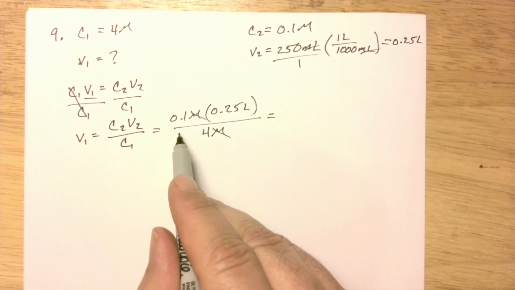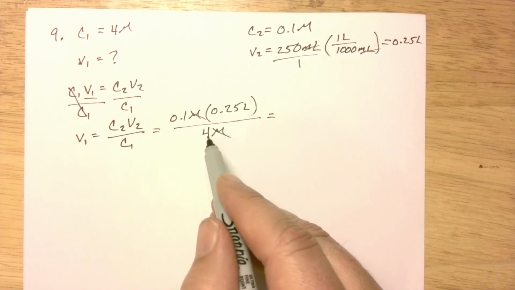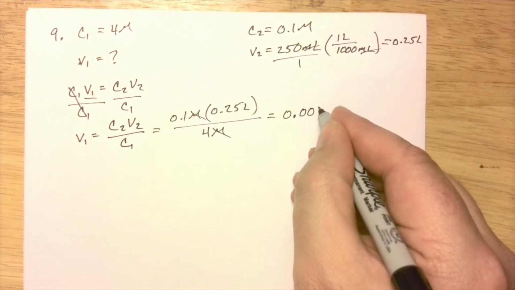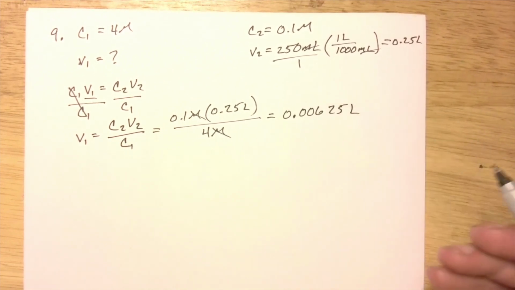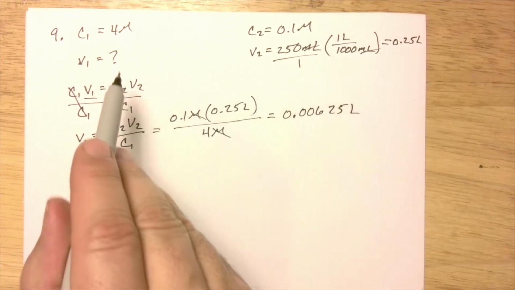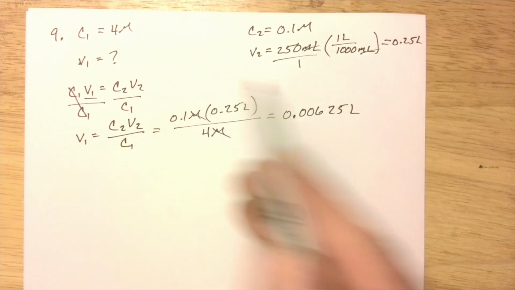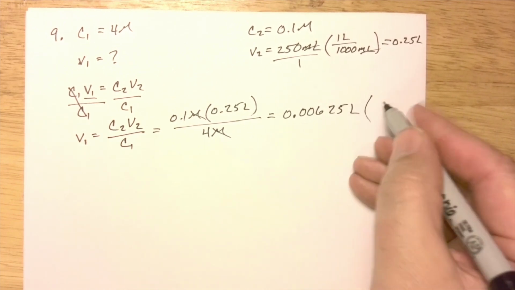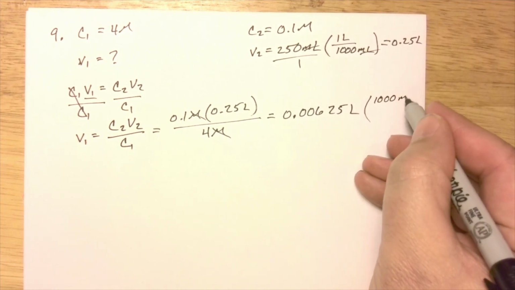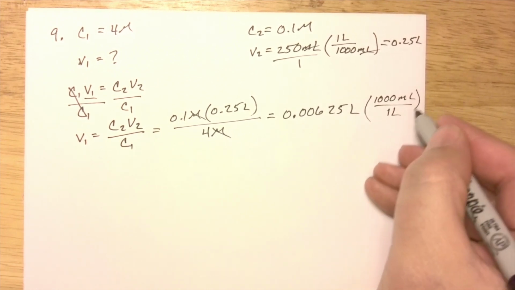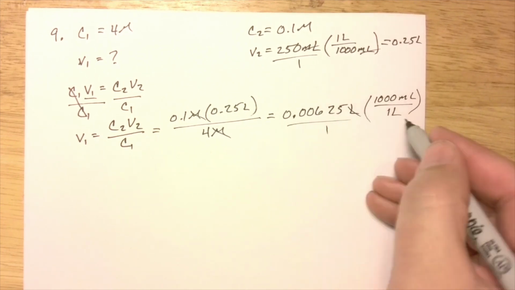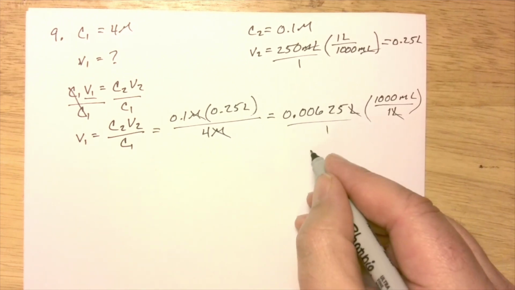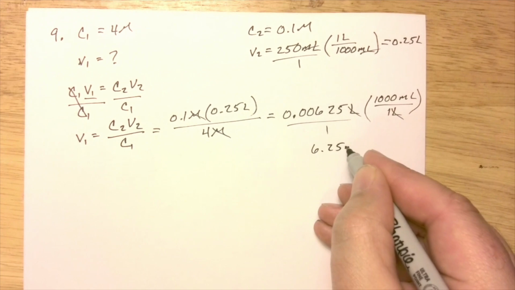So 0.1 times 0.25 divided by 4 comes out to be 0.00625 liters. Now, if you look at the question, it wants the answer in milliliters, so we need to convert this into milliliters. 1,000 milliliters is equal to 1 liter, all over 1, this way liters can cancel out. So 0.00625 times 1,000 comes out to be 6.25 milliliters.